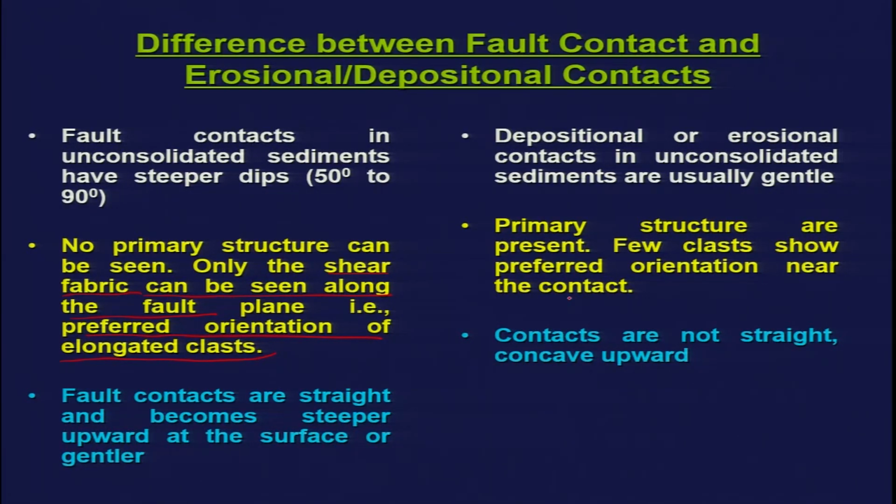Okay. So what we see here is that, just remember, this will be a bit gentler, whereas here you will have the steeper contacts, and you will see a very clear preferred orientation of elongated clasts, whereas in this case you will get few, but you will not be able to see the shear fabric. And in the case of the fault contact, you will not be able to see the primary structures, but here you will be able to see the primary structures.